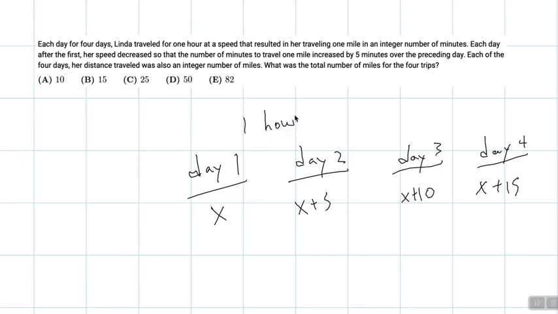Okay, and she's going for 1 hour. Speed decreased. So I mean, if it took her 15 minutes to do a mile, this is key. Each of the 4 days, her distance traveled was also an integer number of miles. So she would have traveled 4 miles here. In this case, 20, she would have traveled 3 miles.